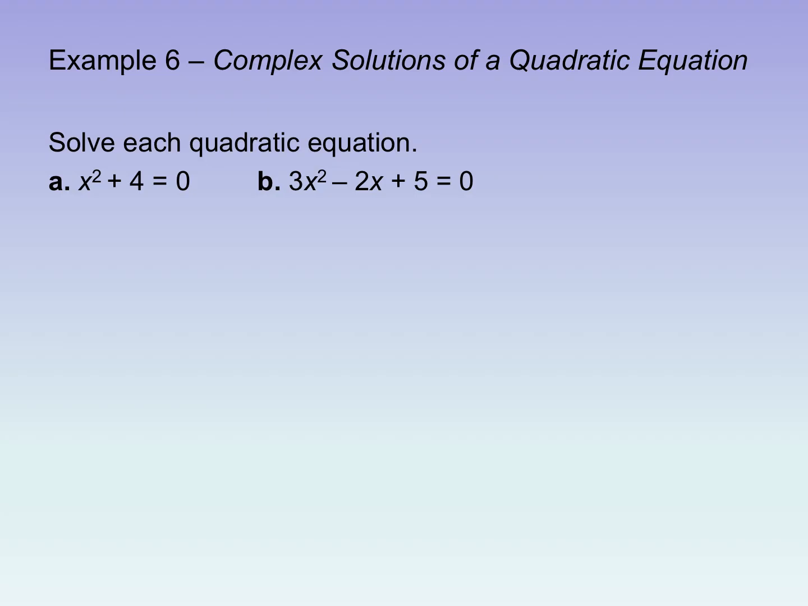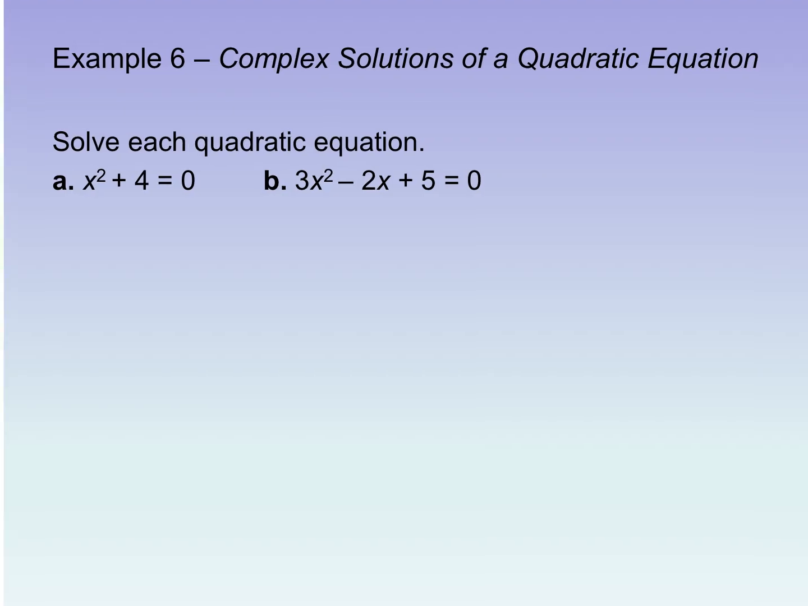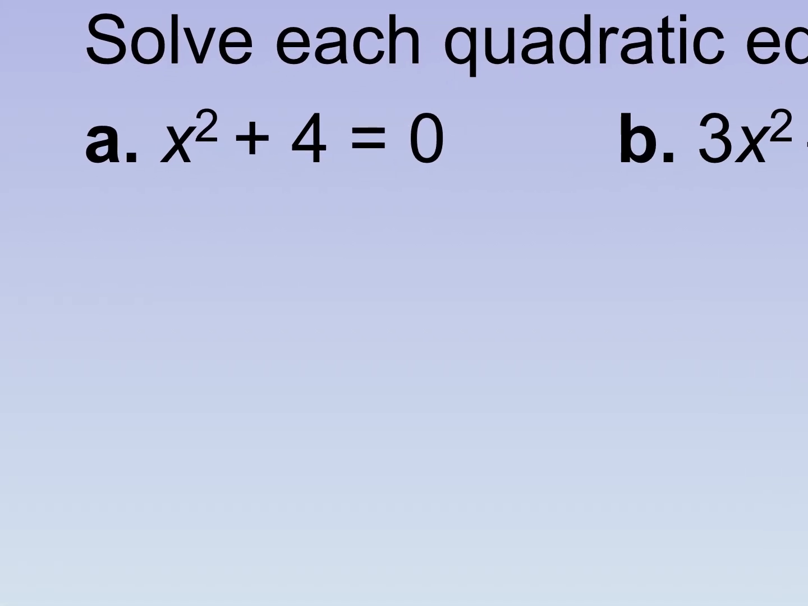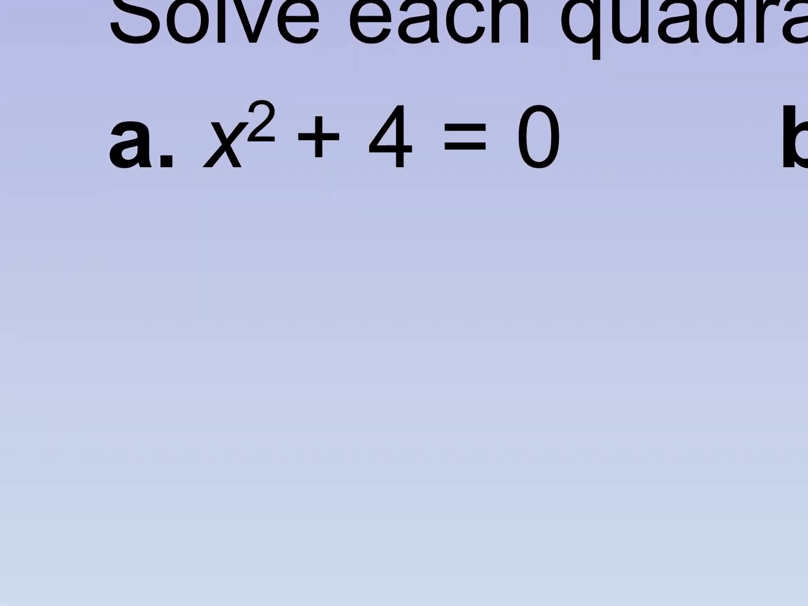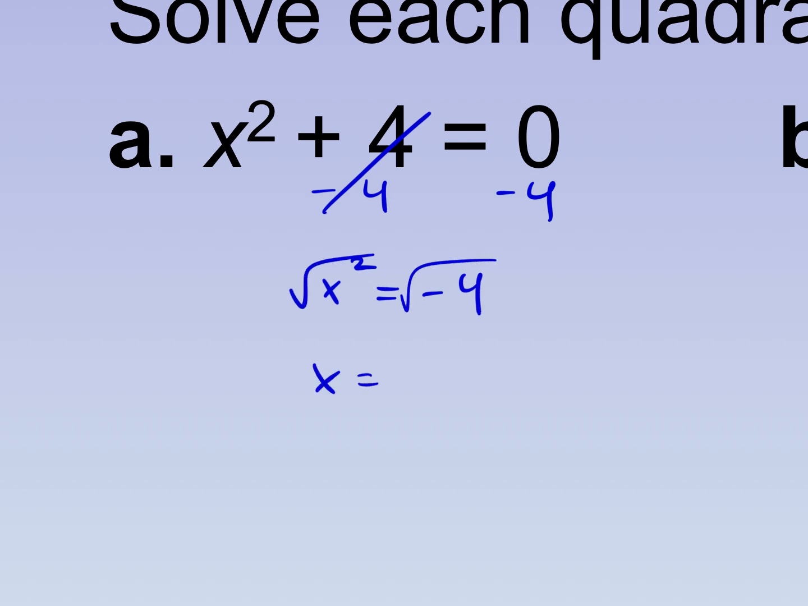All right, example 6, we're going to solve each quadratic equation. How would we solve A? What would we do first? Subtract the 4. We want to get the x squared all by itself. And then we can square root both sides. So x equals what? Just 2i?